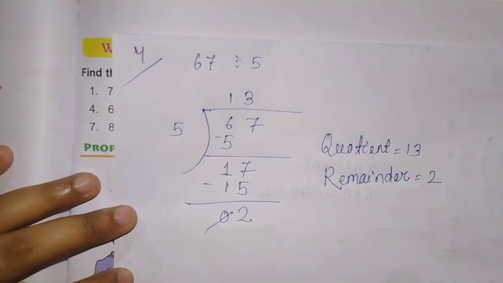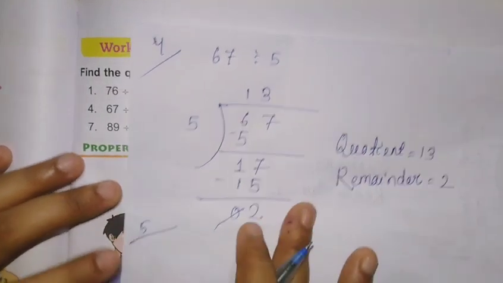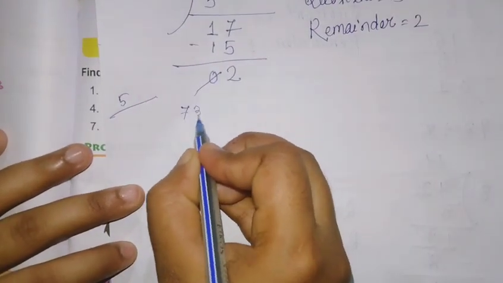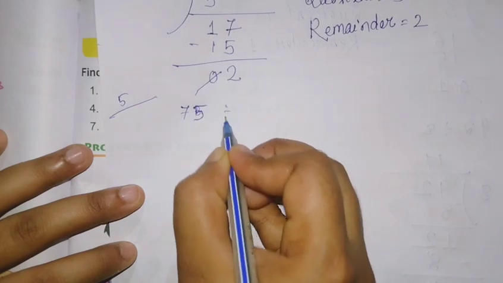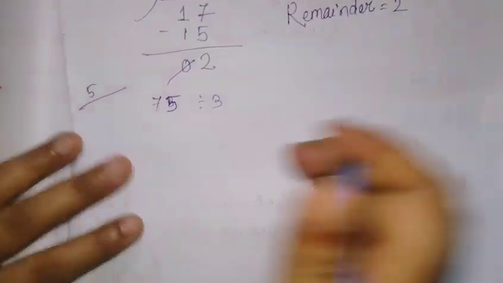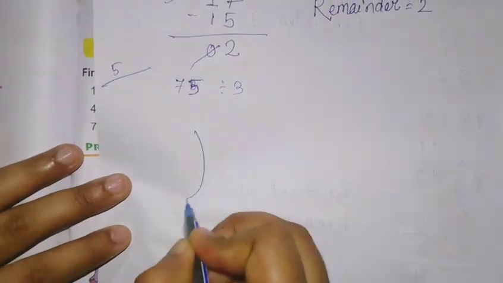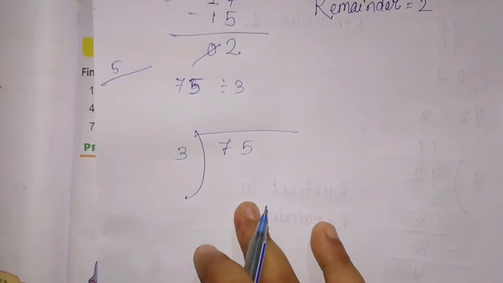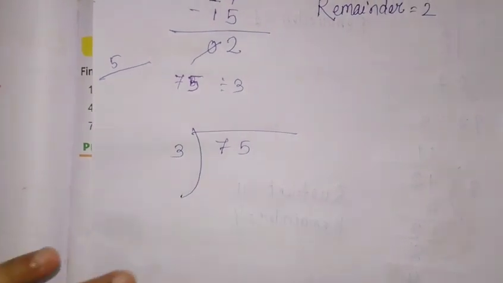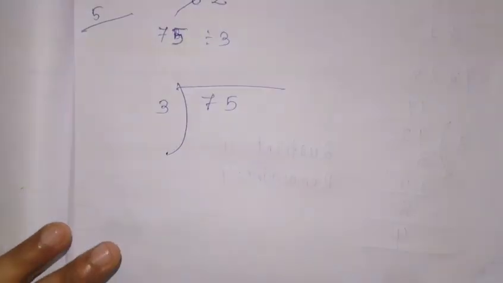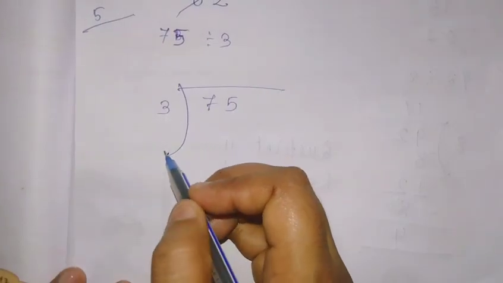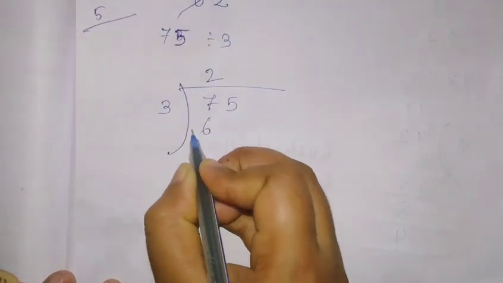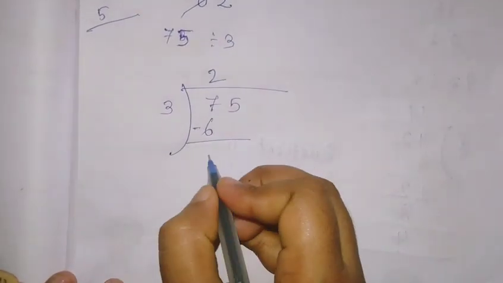Now we solve 5. 75 divided by 3. First we recite the multiplication table of 3 till we get 7. We will not get 7 in the multiplication table of 3. Then we take the one just less than 7. Then 3 2s are 6. Now we subtract the product from the dividend. 7 minus 6 equals 1.